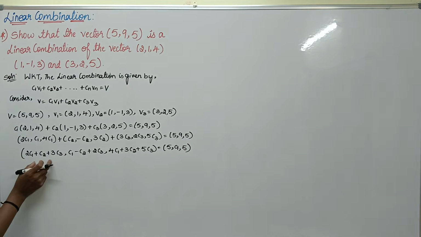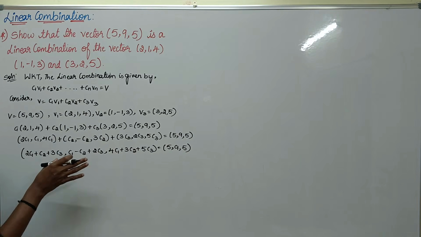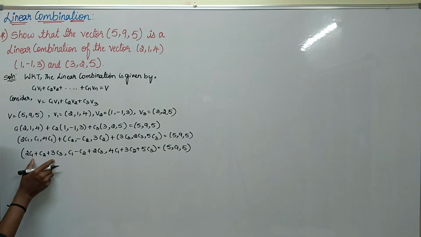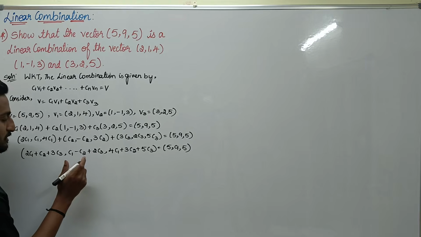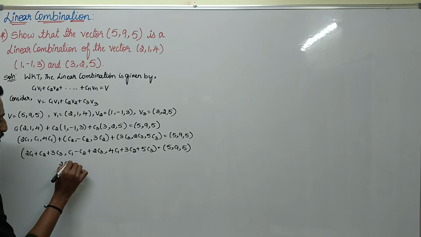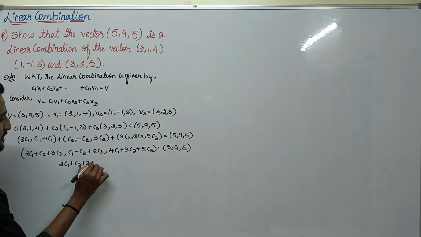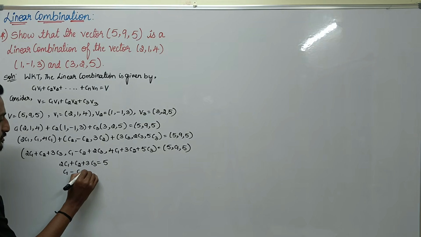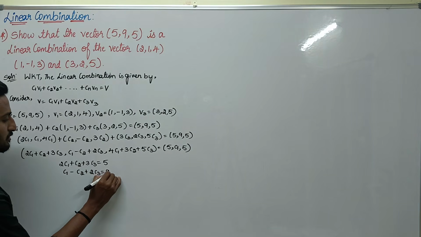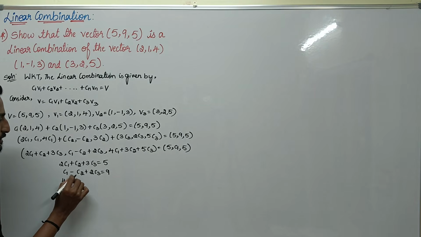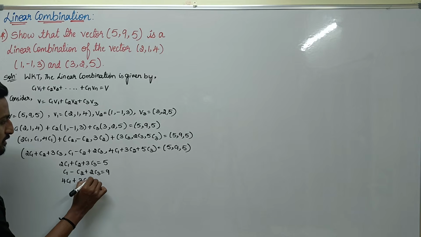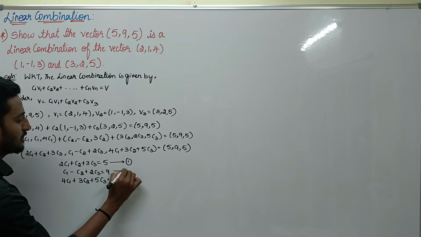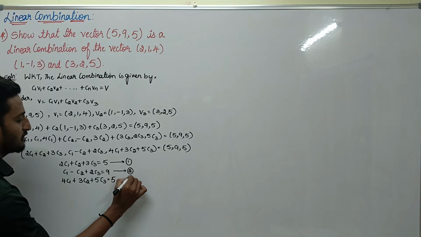Now, we have three sets of vectors. Considering these, we are going to represent them in linear equation form. That is, first term equal to first term: 2C1 plus C2 plus 3C3 equal to 5. Next, C1 minus C2 plus 2C3 equal to 9. Next, 4C1 plus 3C2 plus 5C3 equal to 5. Consider these as equation 1, equation 2 and equation 3.